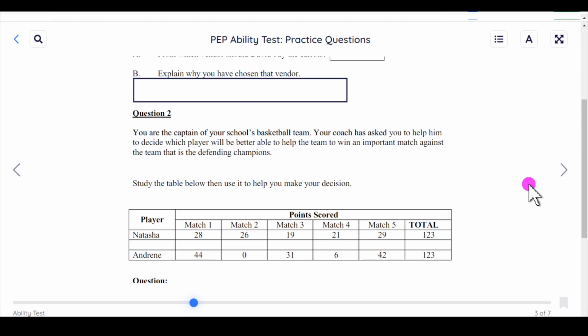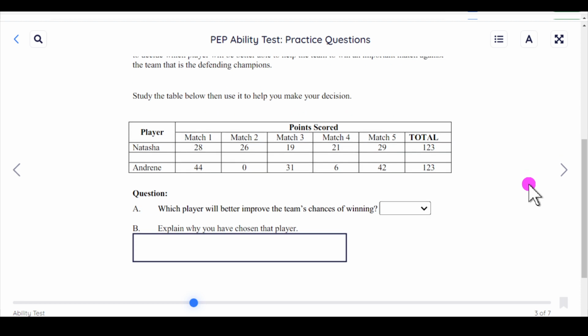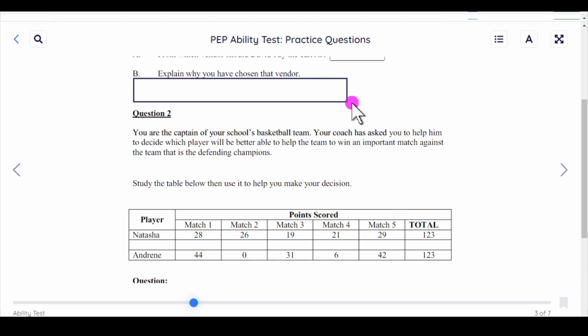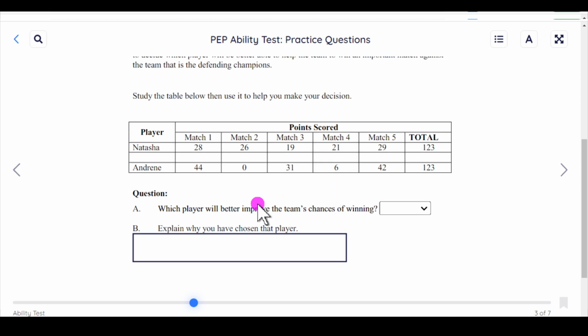Question 2, it says study the table below, then use it to help you make your decision. Now, okay, so here is the first part. You are the captain of your school's basketball team. Your coach has asked you to help him to decide which player will be better able to help the team win an important match against the team that is the defending champions. And we need to study the table to help us to make that decision.